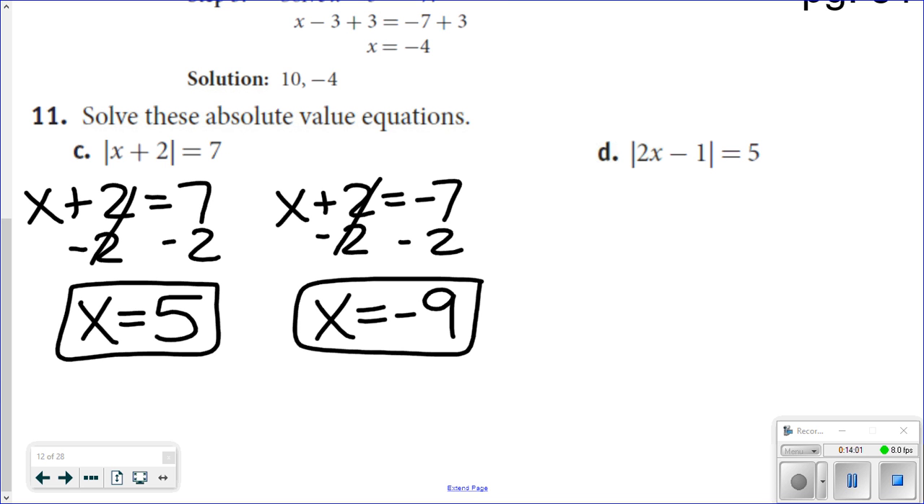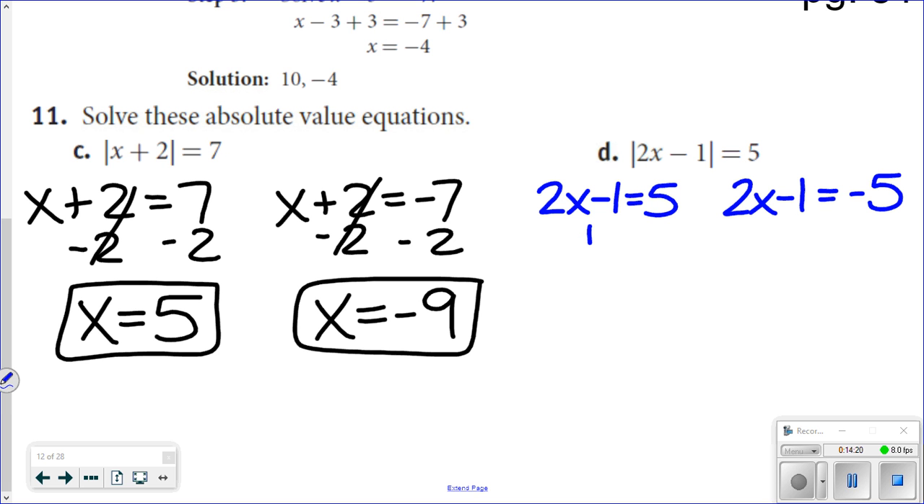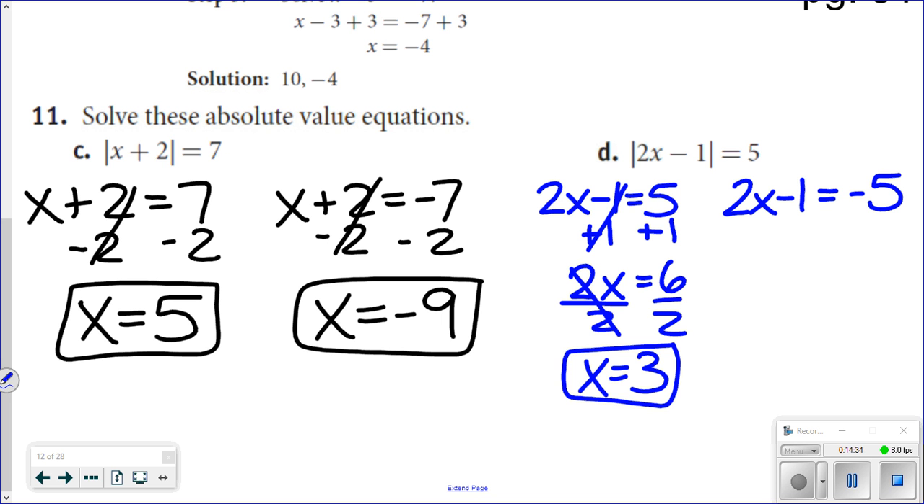Question D. 2x minus 1 is already alone. So let's set up our two equations. Equals 5. 2x minus 1 equals negative 5. Again, go ahead and pause the video, and I want you to try to solve these. Add 1 to both sides. So 2x equals 6. Divide by 2. X equals 3 is our first answer.